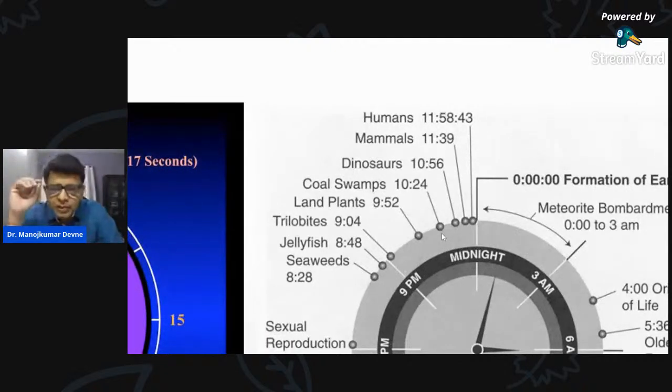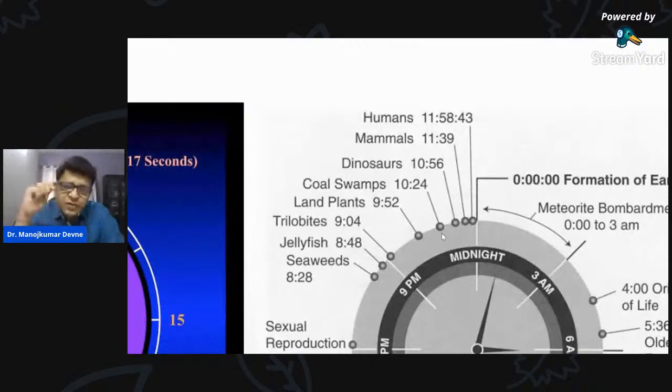Just see, I'm reminding you of the scale. Midnight the previous day, noon the next day, evening the next day, and of course we are coming towards the close of that particular day. It's 11 o'clock, only 1 hour to end. And you'll see that we have started speaking about dinosaurs at 10 hours and 56 minutes as such. So you can imagine the scale at which we are speaking when we are speaking about the geological time scale.